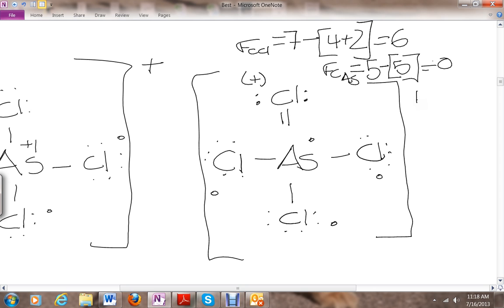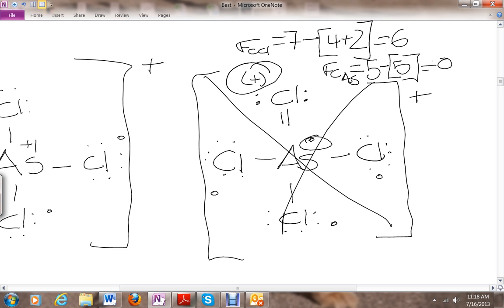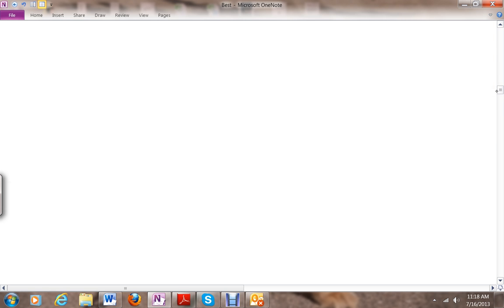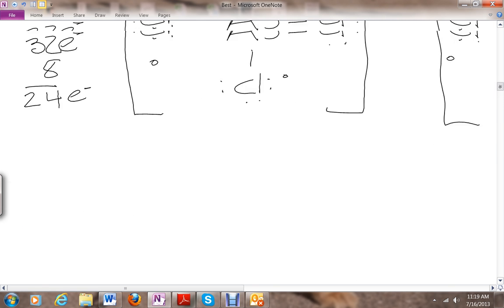But what happens here? Can we have, on the most electronegative element, a positive and here a 0? No. I did it on purpose so you would know, just in case you get stuck on the exam. So this is the one that works.